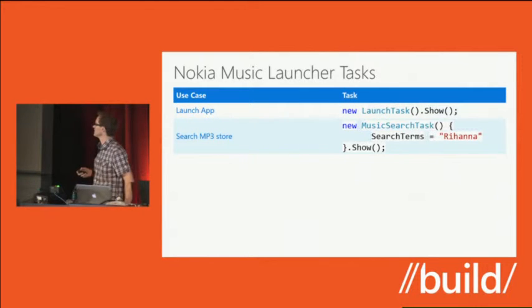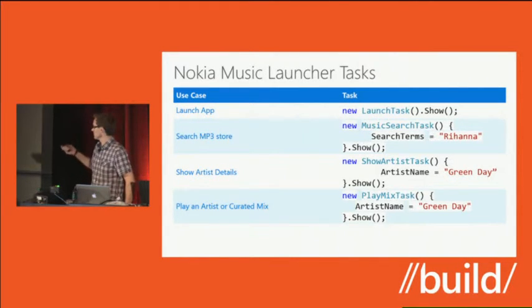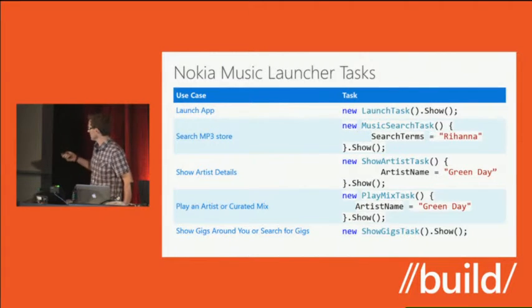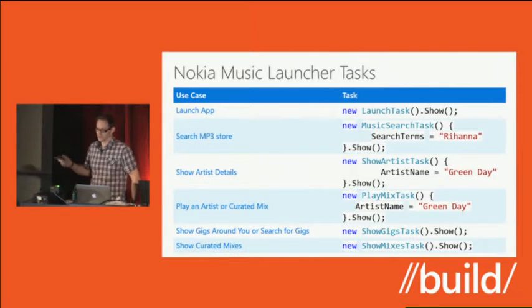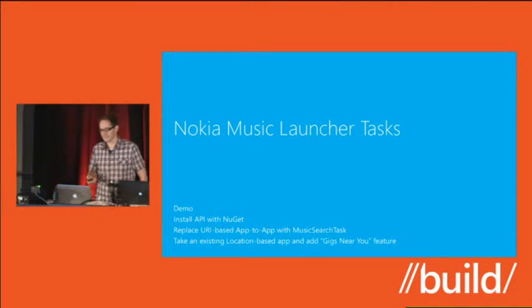Using this, hopefully you can see it's a bit cleaner. Again, from the previous slide, showing the artist details with the show artist task. Again, trying to create an artist mix, you can just go and use the play mix task. And finally, I think the show gigs task to launch into the app to show gigs around you. It wasn't finally. Curated mixes, launching into the app to show that as well. That's the final thing we got there. So what I was going to do next was give you a demo of using these launcher tasks.